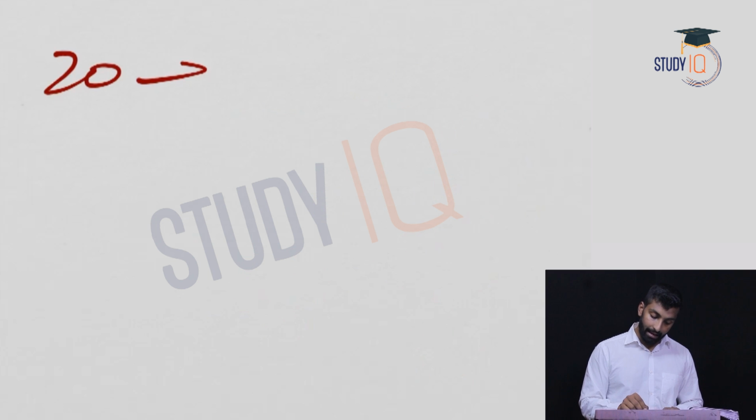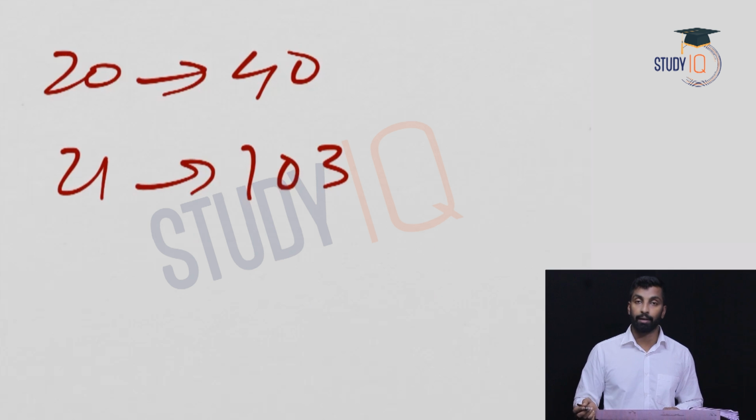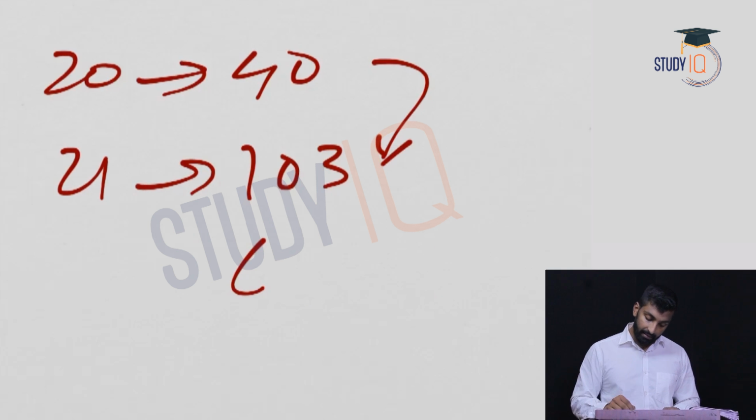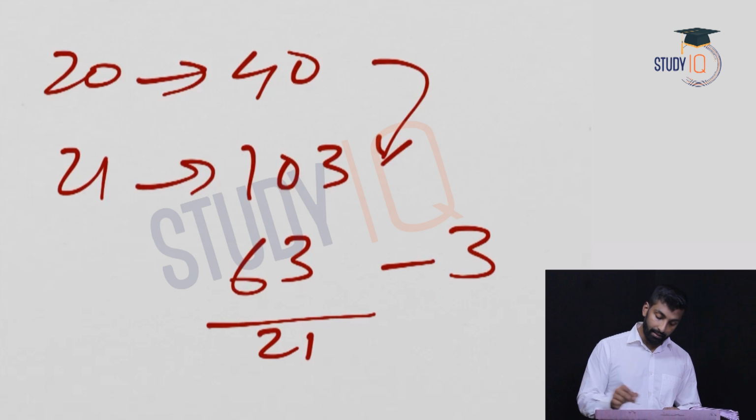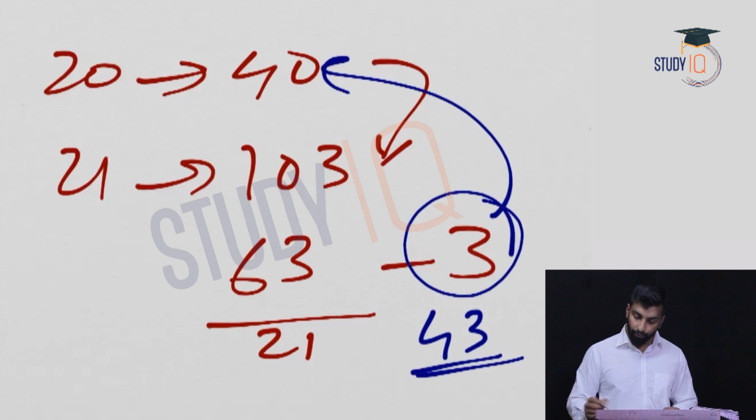So after 20 innings the average is 40, again in the 21st innings you are scoring, let's say, 103. What is the change you made? 63. What you need to do? Divide the 63 by 21. You get 3. So what is the effective change? 3 is the change you made from 40. The average will increase to 43.